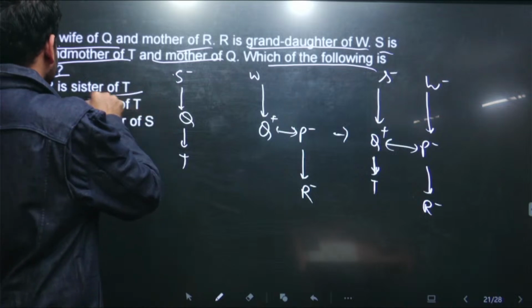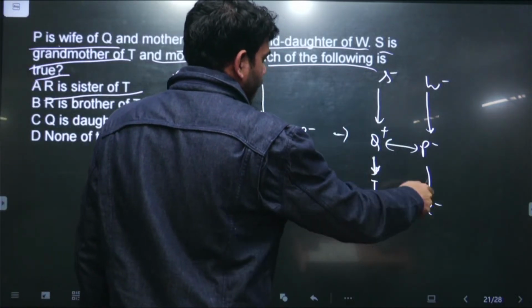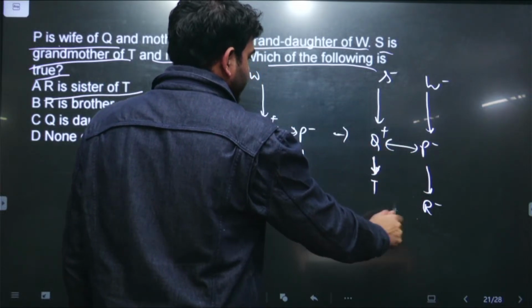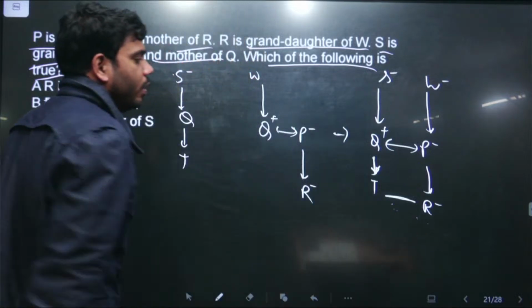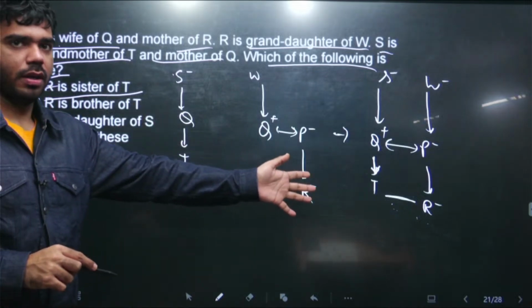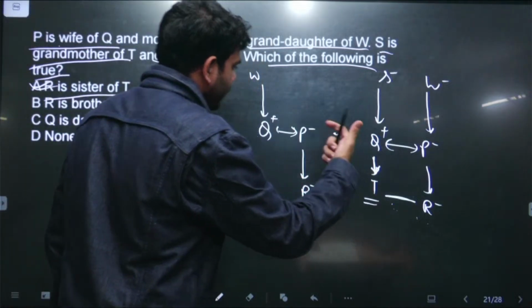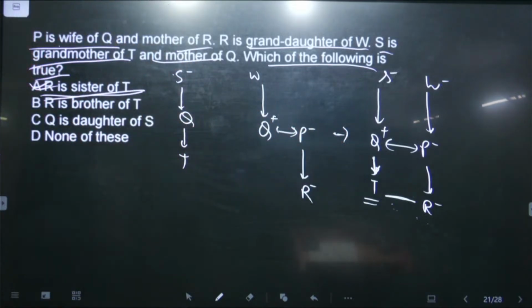So first is saying R is sister of T. R is female, T is male, and the parent of both R and T is same. So obviously both of them are siblings. So very clearly R and T are siblings, and since R is a female, we can say R is the sister of T. Here the gender of T is not known. We do not know whether T is male or female, but irrespective of the gender of T, R will be a sister whether T is male or female. So here option number A is correct.